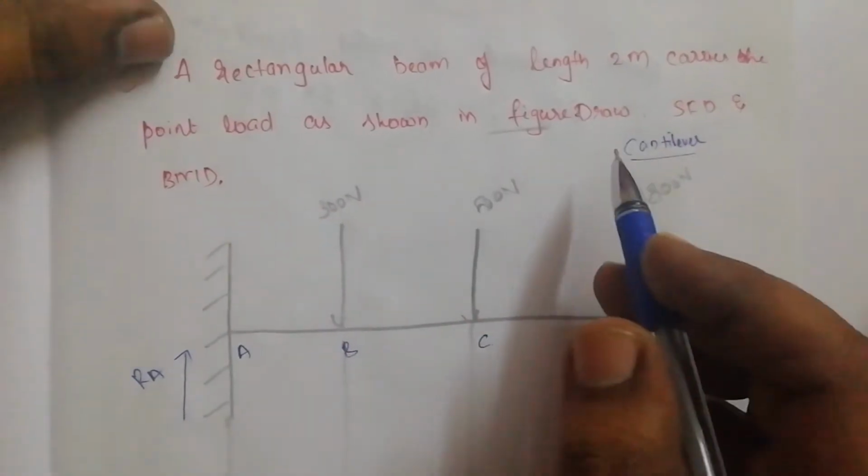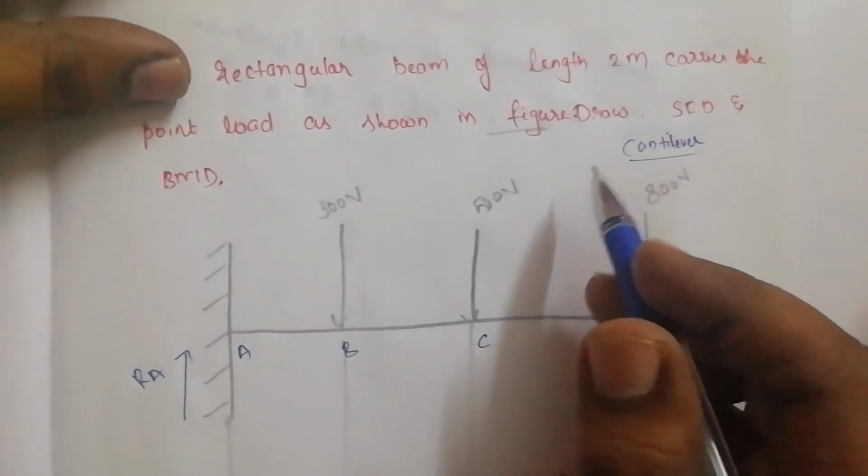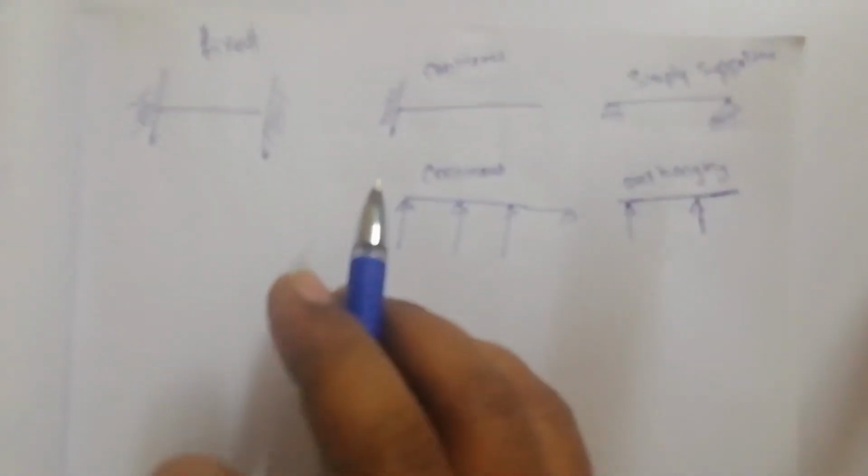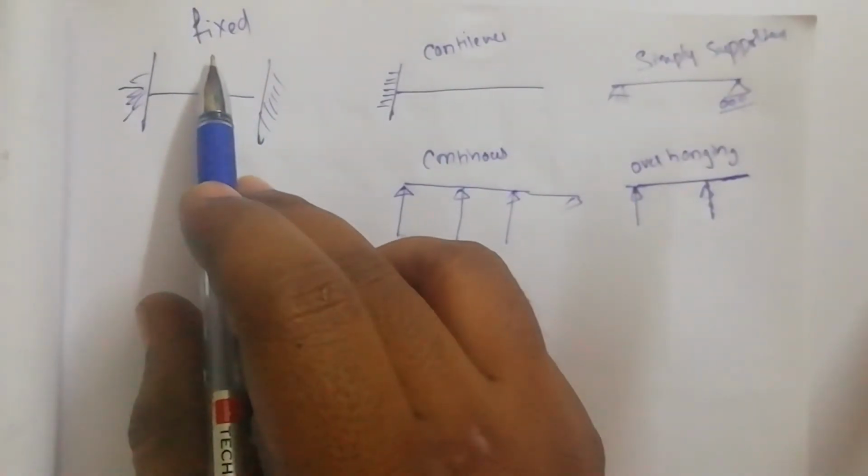Welcome to the next lecture of mechanics of material. So we are discussing shear force and bending moment diagrams on various types of beams. I have already discussed what the various types of beams are. So let us revise this.